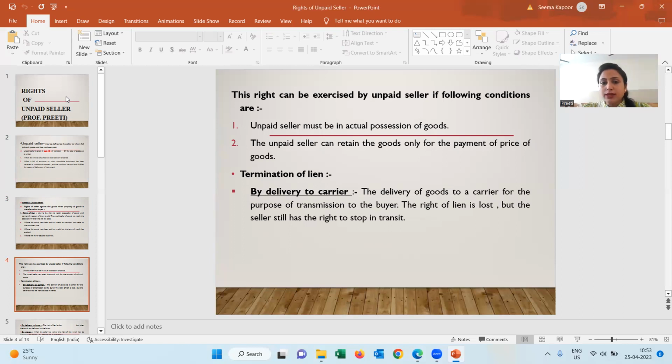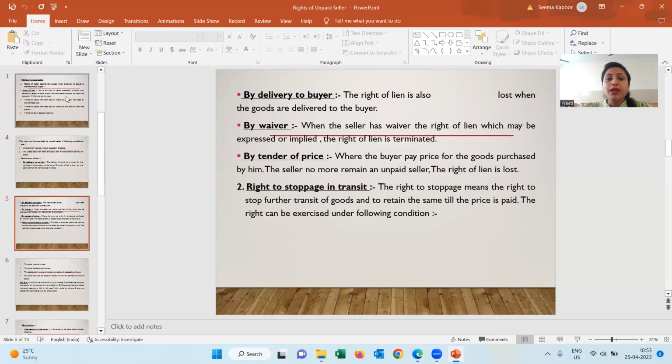Now, how can this right be terminated? Very first, by delivery to a carrier, where the carrier belongs to the buyer. If the goods are already delivered to the carrier for the purpose of transmission to the buyer, then we can say the right of lien is lost. But the seller still has the right of stoppage in transit. We will discuss that next, after the termination of lien.